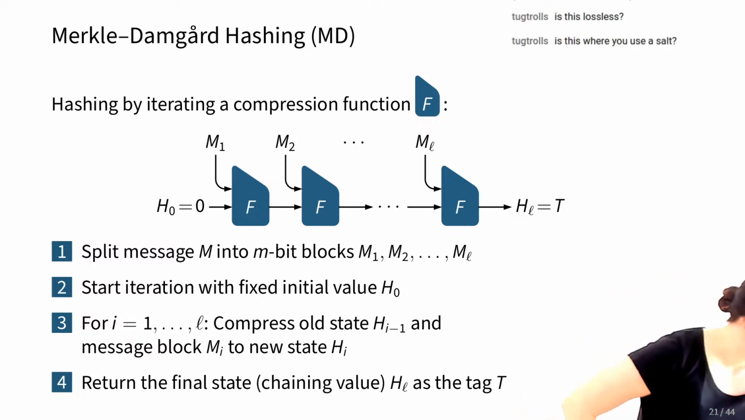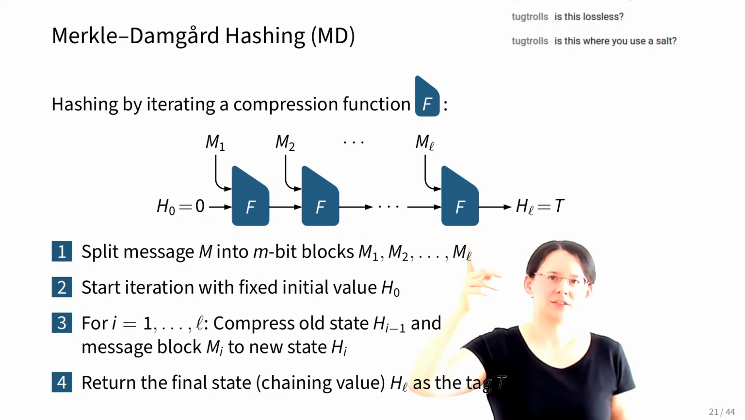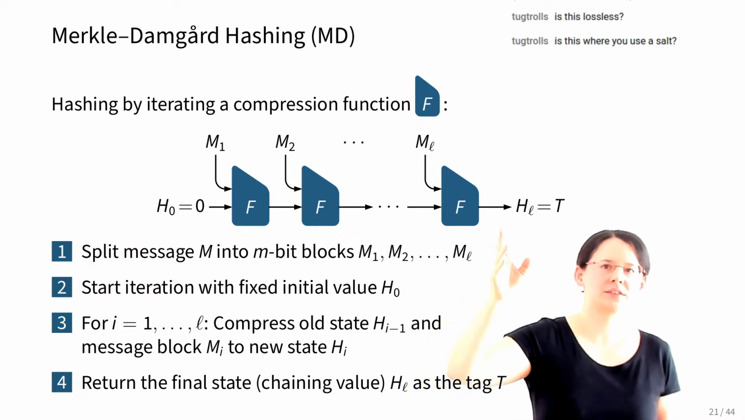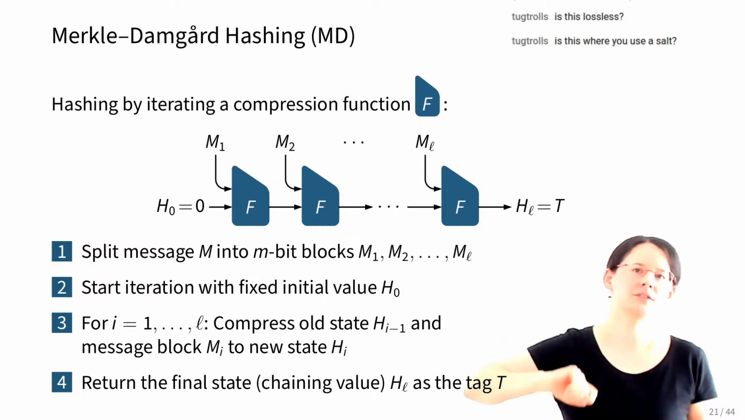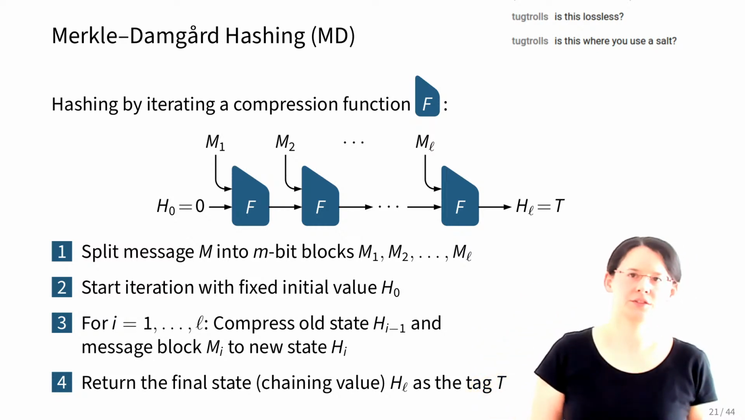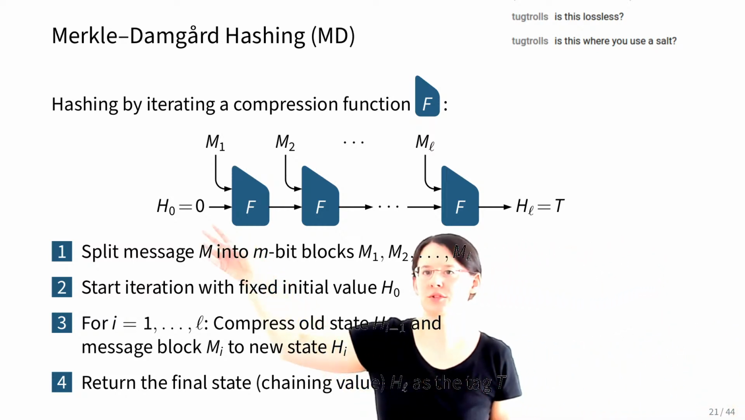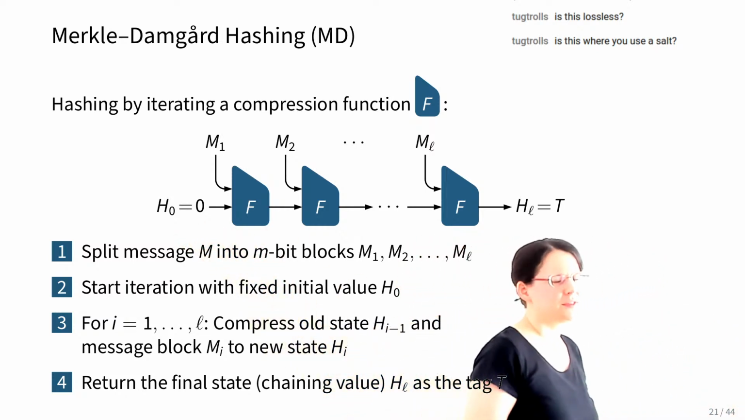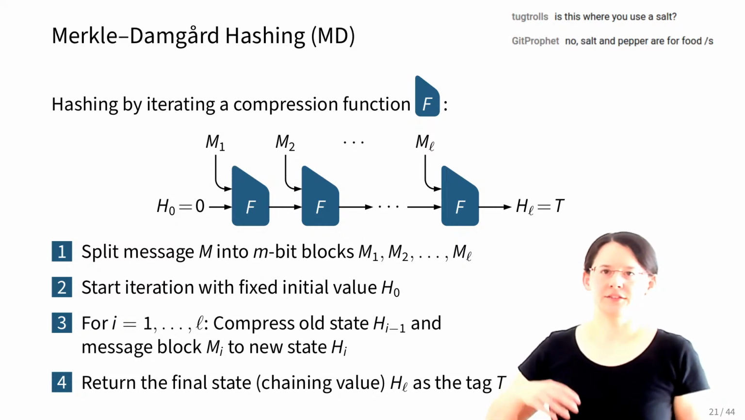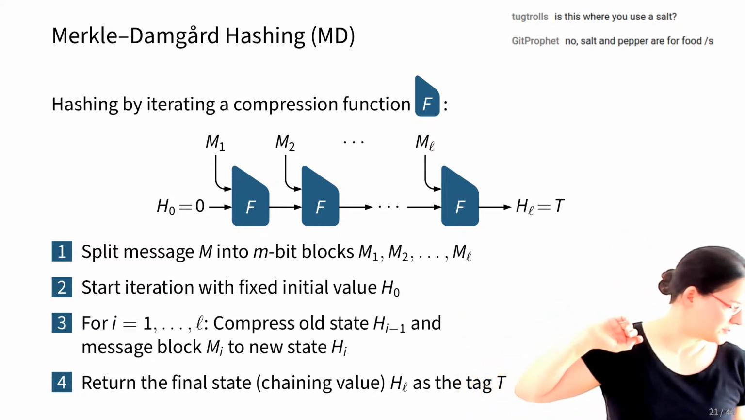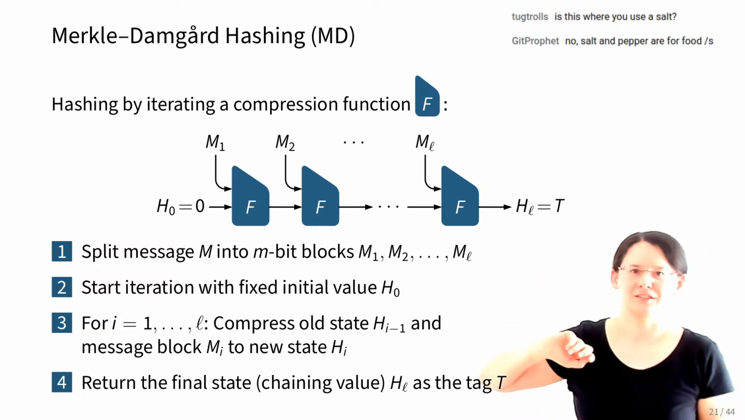The question is, is this where you use a salt? No, the salt doesn't get into here. Cryptographic hash functions do not have a salt input, which is one of the differences compared to password hashing functions. In a password hashing function, you could use something like an initial value as a salt, but usually this is done a bit differently. Okay, so this is the general construction. So no salt and pepper here. This is for password hashing functions only.